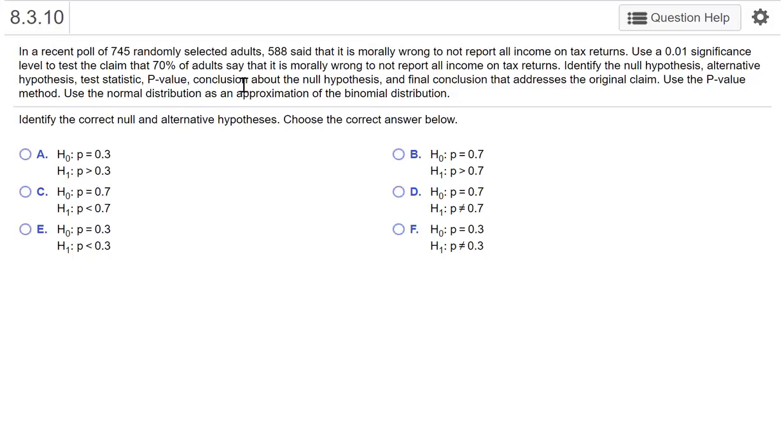And we don't really have a direction on this, right? We don't have a sense. Remember that when we're setting the null and alternative hypothesis, we do this before we actually take the poll. So the 745 and 588 will not enter into the null and alternative hypothesis. So p equals 0.7. We can eliminate A, F, and E. Also, the value on the null and the value on the alternative are always the exact same value. Since we don't have a direction, we're going to say it is the non-directional one, not equal to, D.